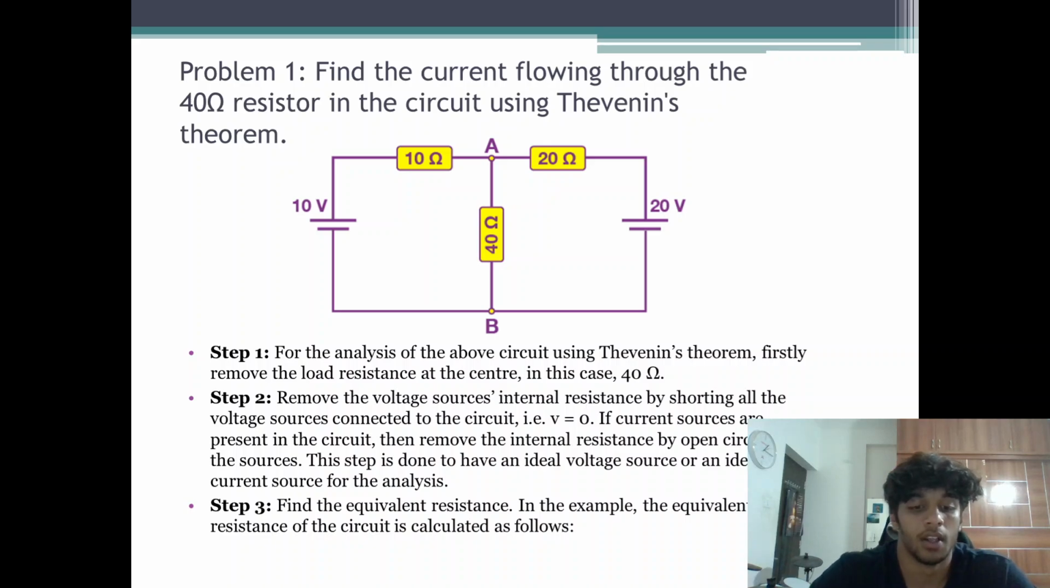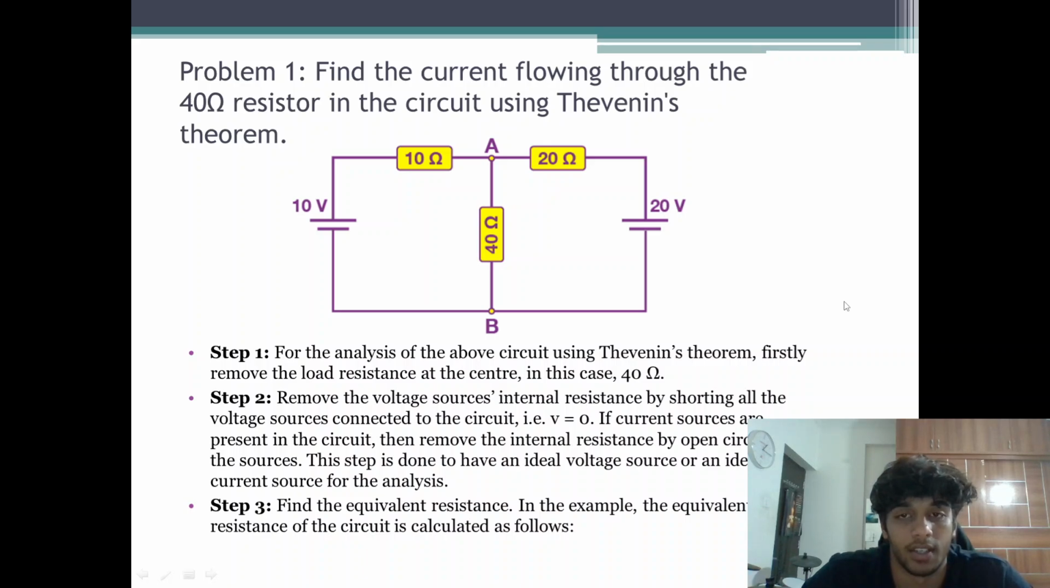Now, we have to identify the load resistor. First, decide which resistor or component you want to analyze. This is called the load resistor. Remove it from the circuit. So one of them is called the load resistor, and we have to remove it from the circuit.